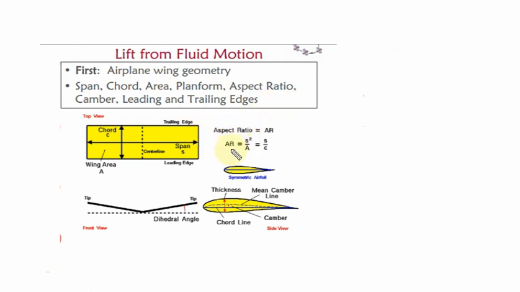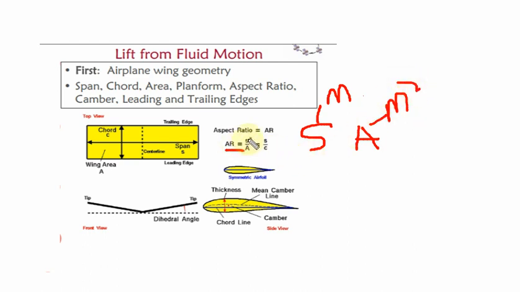Another important parameter is the aspect ratio. So aspect ratio is also important. Aspect ratio is nothing but S squared by A. S is nothing but span, and the area is referred to by A. Span will be in meters, and area will be in meter square. So you should not get confused, this is in meter square.